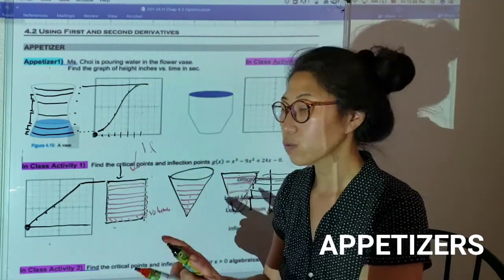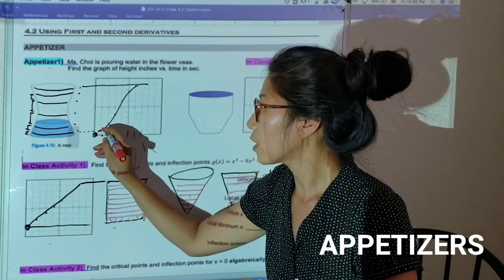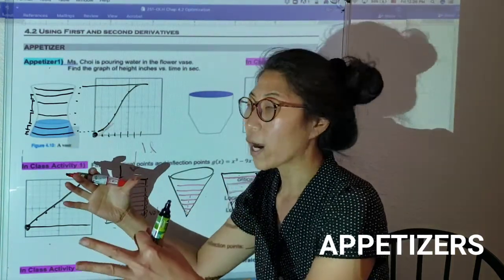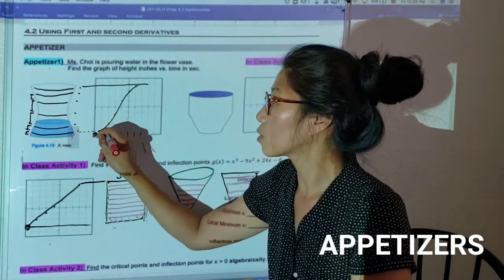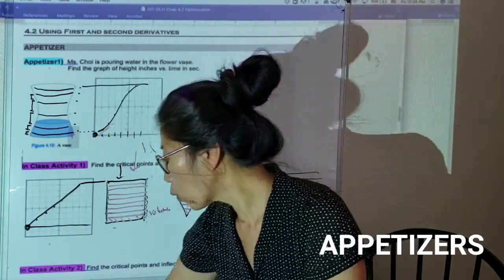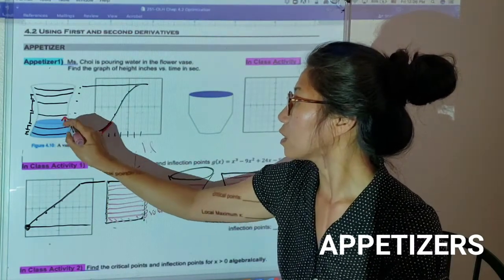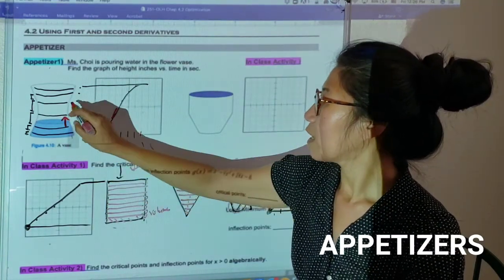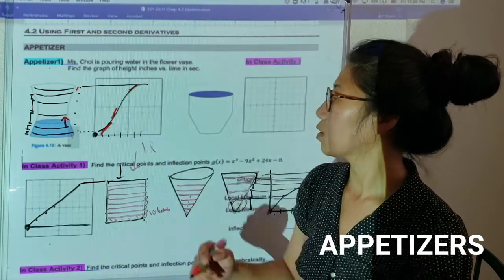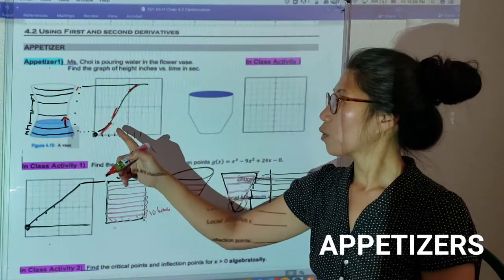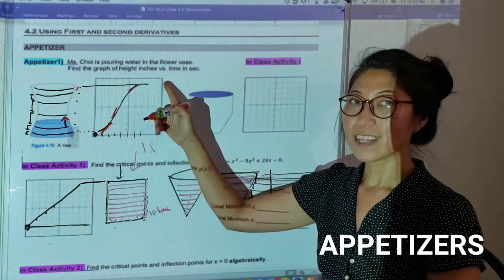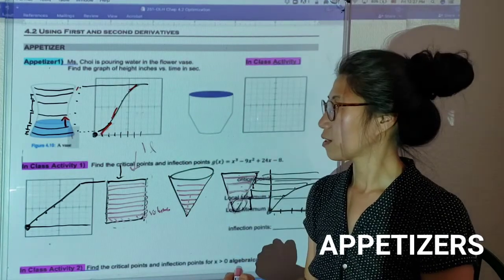Or you can also see it as a rate of change. Here it's going to take longer because it's wider to fill in as it gets higher, so the rate of change is going to be slower. And then once you go to the middle part, it's going to increase faster. And then now back to slower. So do you feel how the water will fill in is going to have a shape, a continuous function this way?